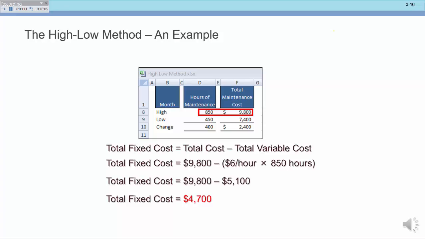And once we had that, we could figure out our fixed cost. And all we had to do was take, and we could use either the high or the low, our high cost observation, total cost, and subtract off the variable cost at the high level of activity, $6 per unit, times our 850 hours. And that's going to give us an amount for our fixed cost here of $4,700.